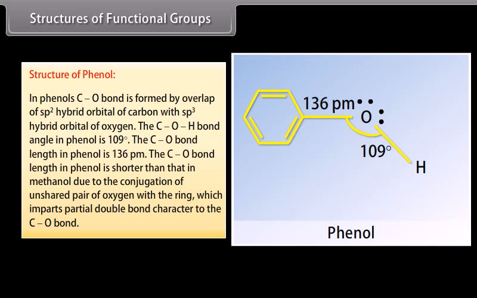Structure of phenol. In phenols, C-O bond is formed by overlap of sp2 hybrid orbital of carbon with sp3 hybrid orbital of oxygen. The C-O-H bond angle in phenol is 109°. The C-O bond length in phenol is 136 picometer. The C-O bond length in phenol is shorter than that in methanol due to the conjugation of unshared pair of oxygen with the ring, which imparts partial double bond character to the C-O bond.